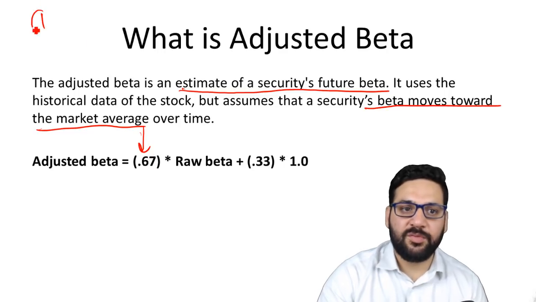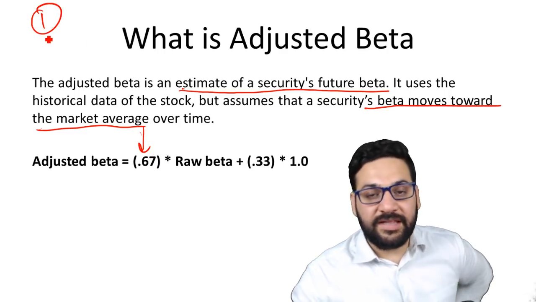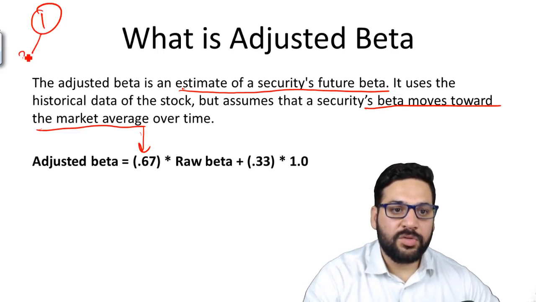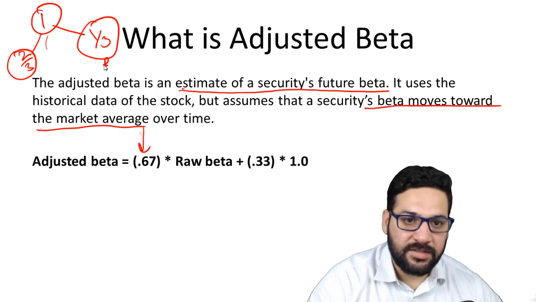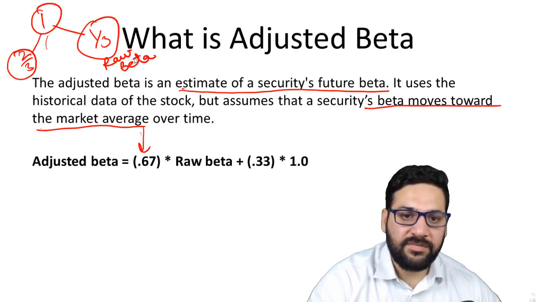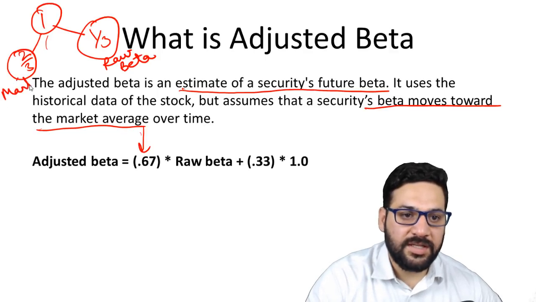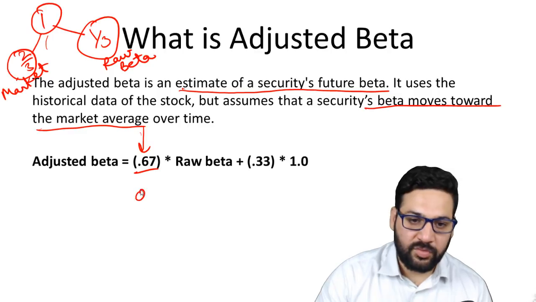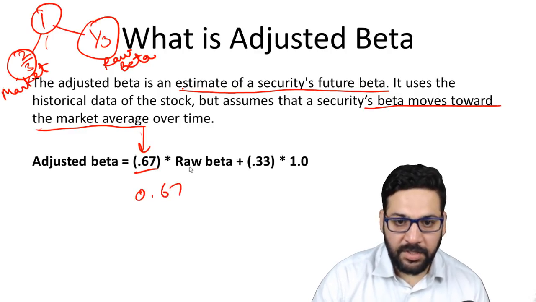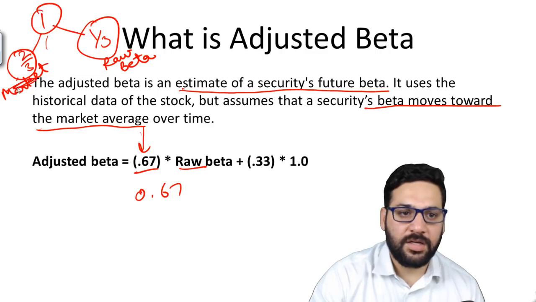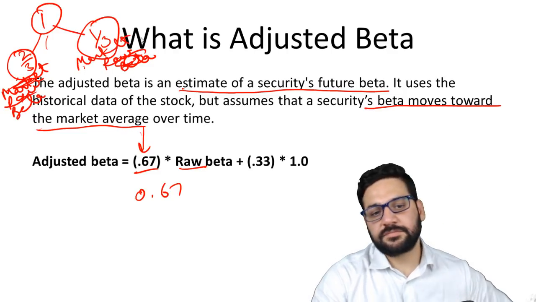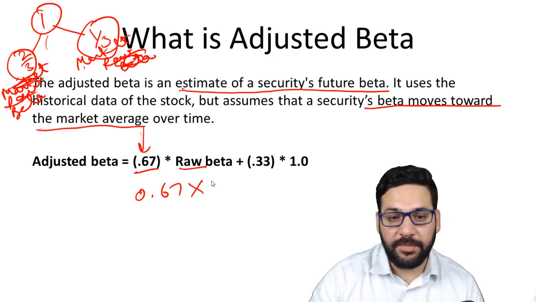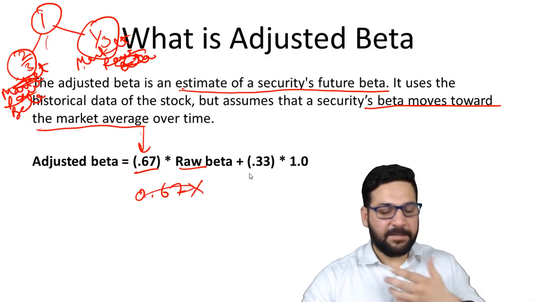The market beta is 1. So what we are doing is finding the weighted average. We gave 2/3 weight to the raw beta, that is the beta of the security, and 1/3 weight to the market. So 0.67 multiplied by the raw beta. I apologize here, sorry for that. So 0.67 multiplied by raw beta plus 1/3 multiplied by 1.